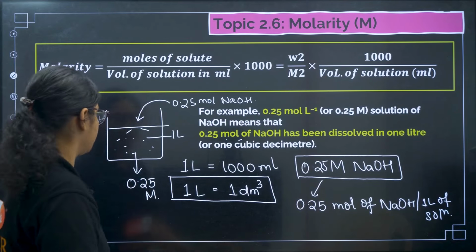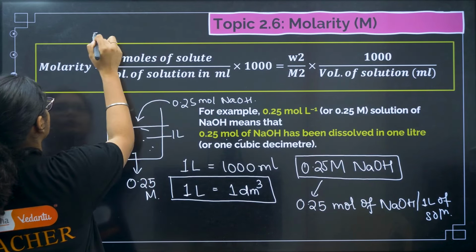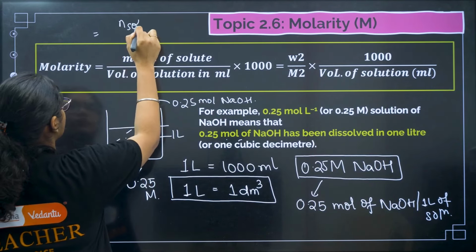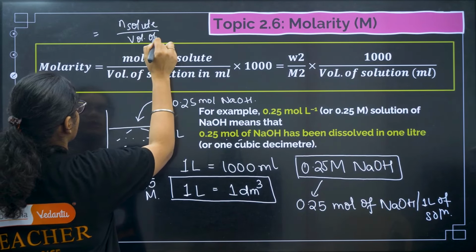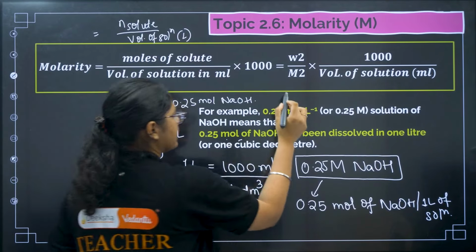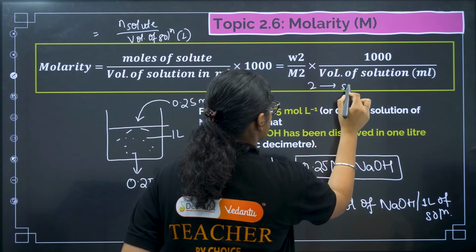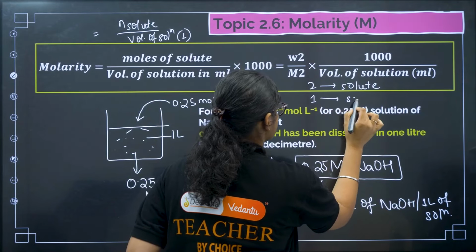So I'll rewrite that formula here. Molarity is equal to number of moles of solute divided by volume of solution in liter. Here 2 represents solute and 1 represents solvent.